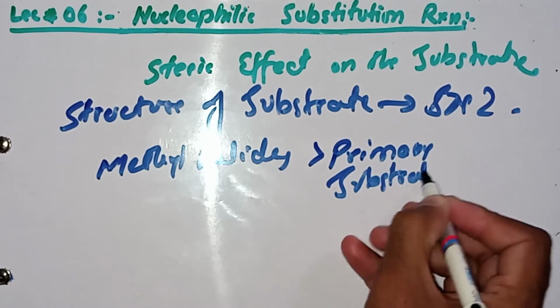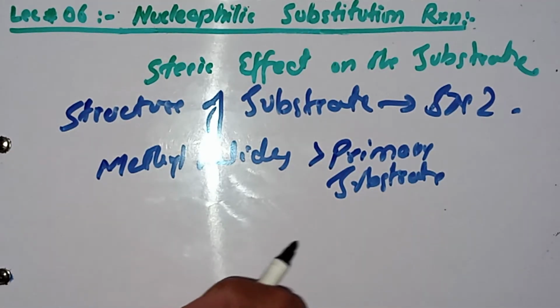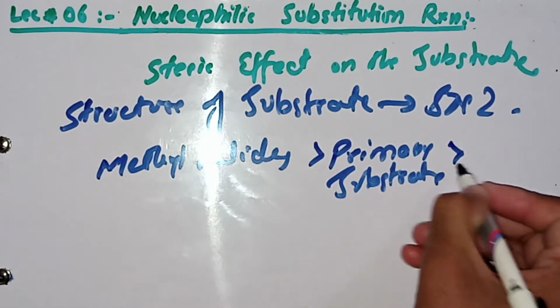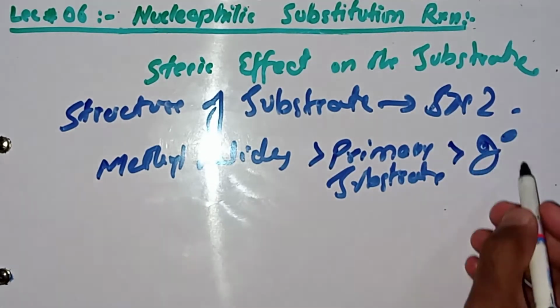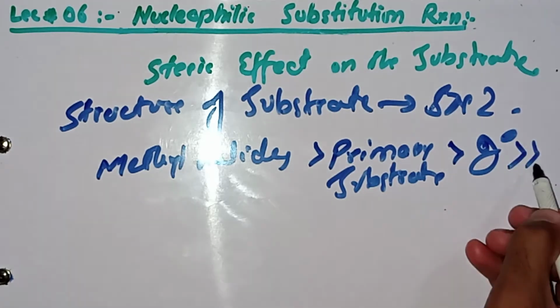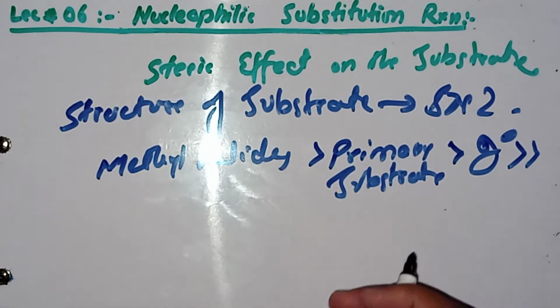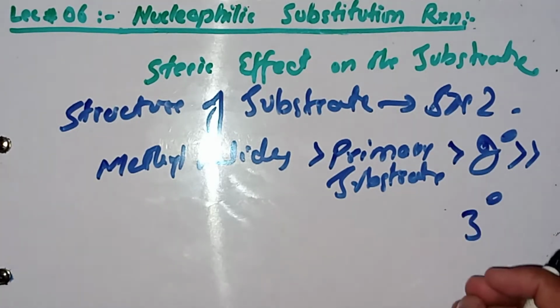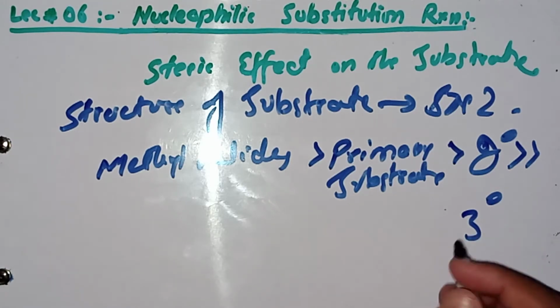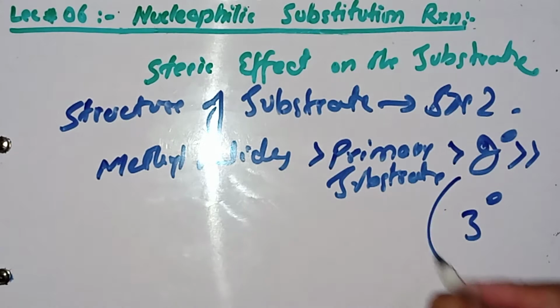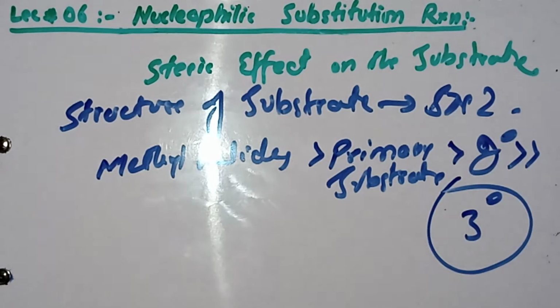The primary substrate goes rapidly, then the secondary substrate, that is 2 degree. But the third degree alkyl halide, it is impossible. The SN2 reaction of tertiary alkyl halide substrates is impossible. The SN2 reaction in the tertiary alkyl halide is negative or zero. Here nothing can take place. The reaction will be zero.